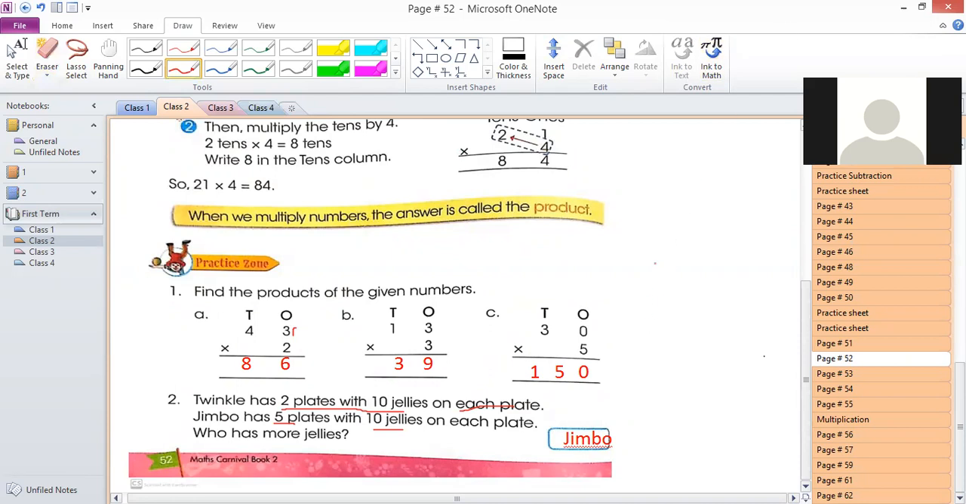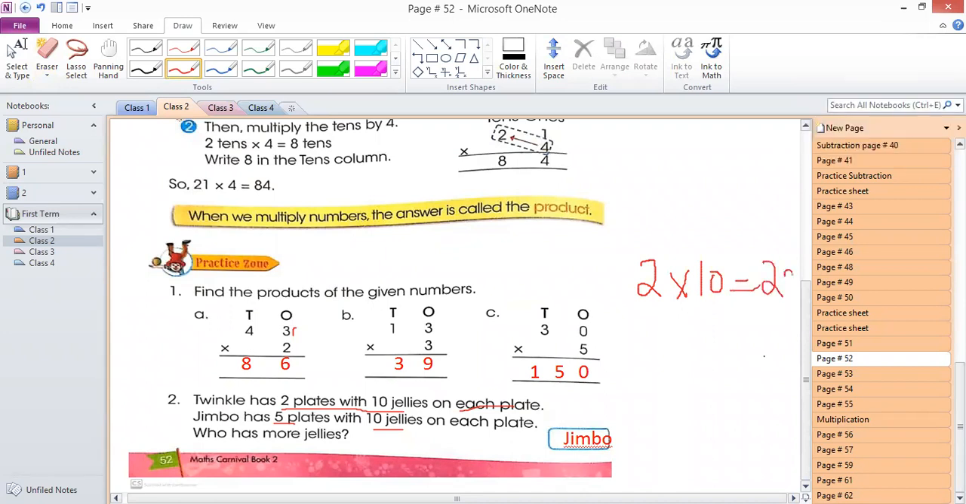So Twinkle has 2 plates, and in one plate there are 10 jellies. That means the total jellies Twinkle has is 2 multiplied by 10, which is equal to 20. And Jimbo has a total of 5 plates, and in one plate there are 10 jellies. So the total jellies Jimbo has is 5 multiplied by 10, which is equal to 50. Because 50 is greater than 20, you can easily say that Jimbo has more jellies than Twinkle.